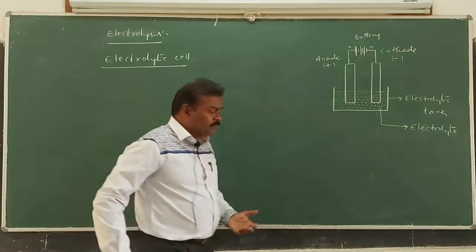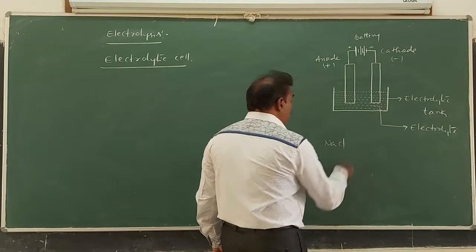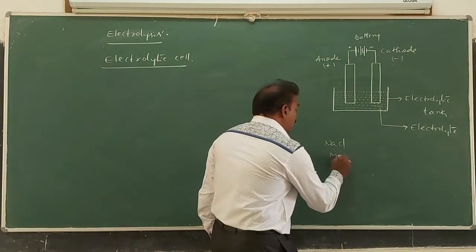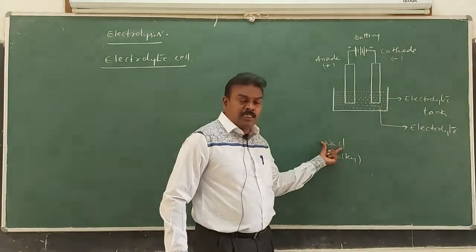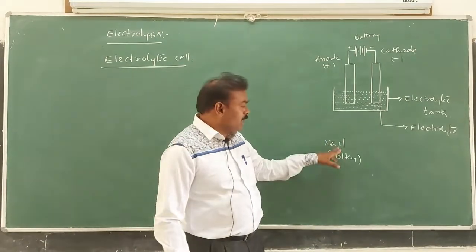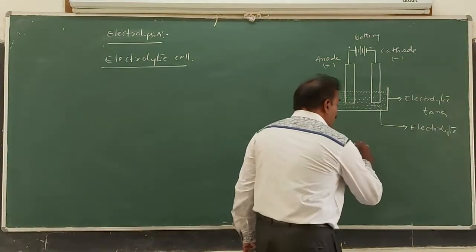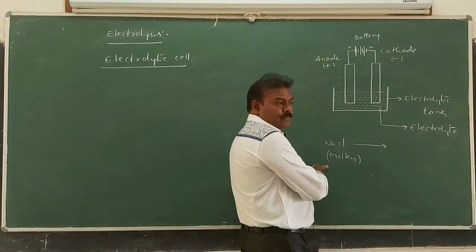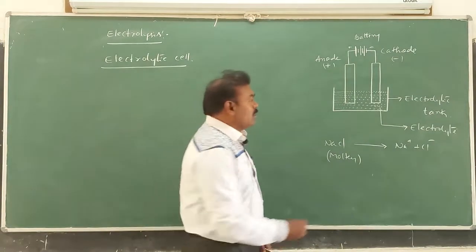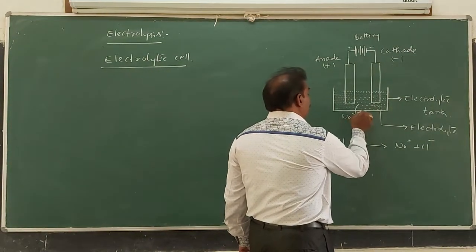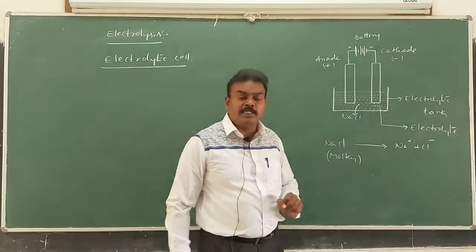Now, if you take sodium chloride, the molten NaCl, and subject it to electrolysis, what happens? First of all, sodium chloride undergoes ionization in the molten condition and gives Na plus and Cl minus ions. Following all of you? This solution is the sodium chloride solution, that is the electrolyte. It ionizes to give Na plus and Cl minus ions.